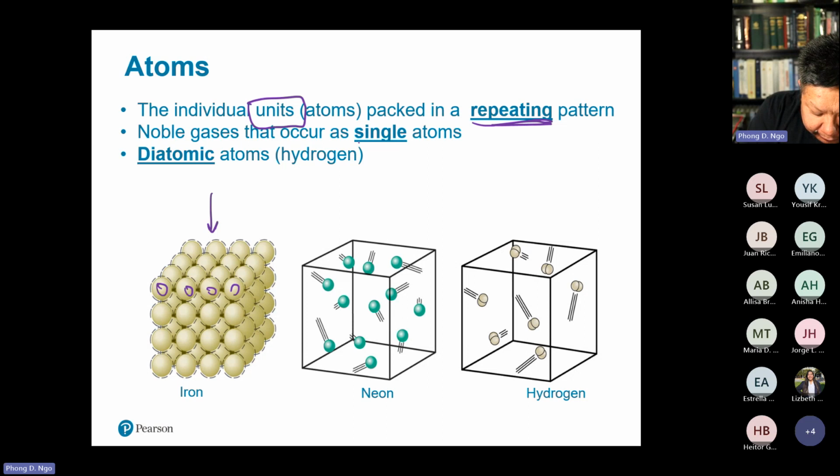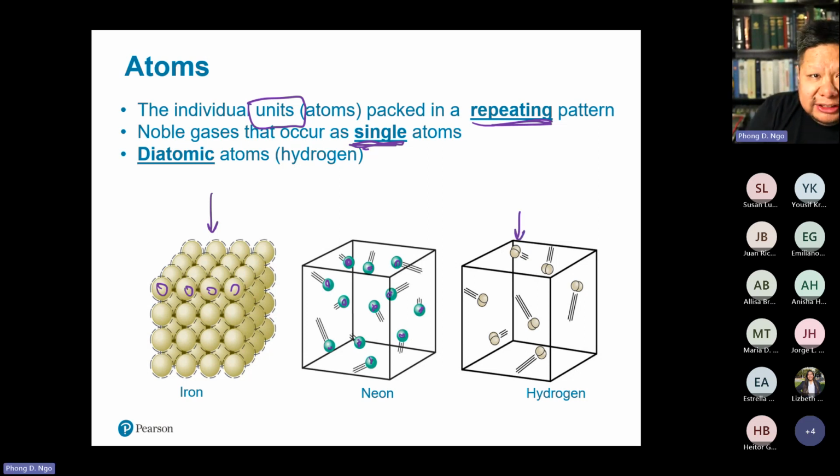And then for gases, like the noble gases, there are single atoms that just float around and bounce around inside of a container, right? So here's neon. Those individual balls are just atoms of neon floating around, bouncing around very fast, very quickly. You shoot electricity through them and you see light.